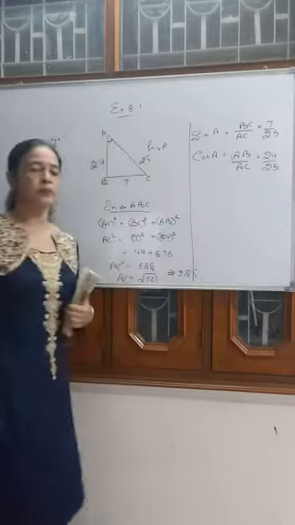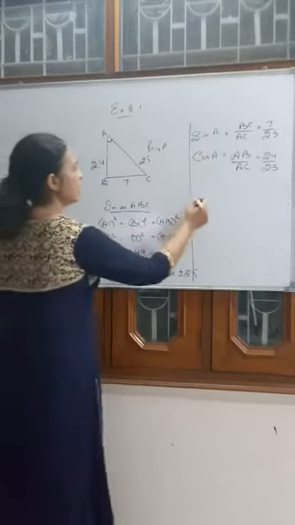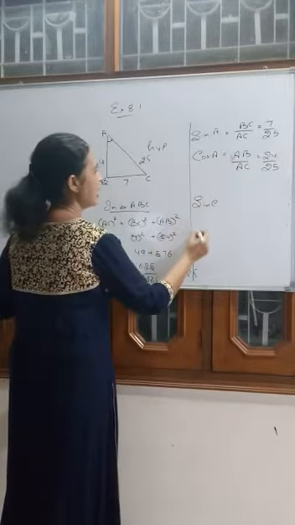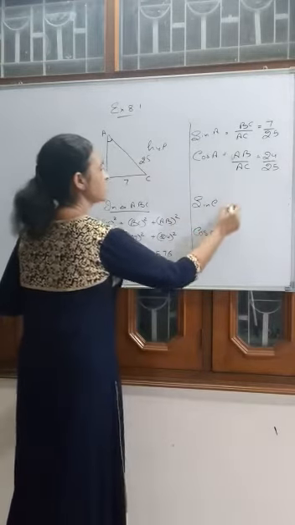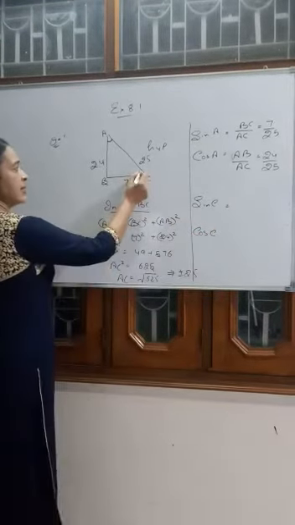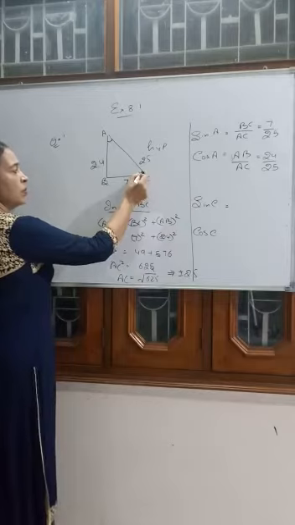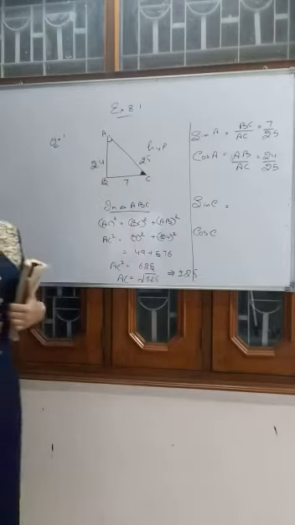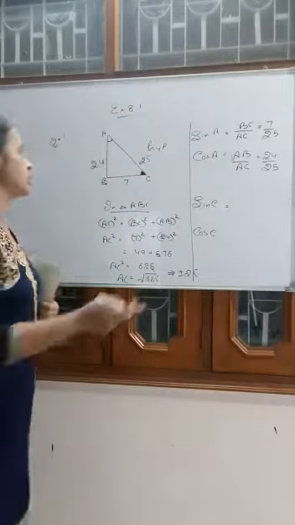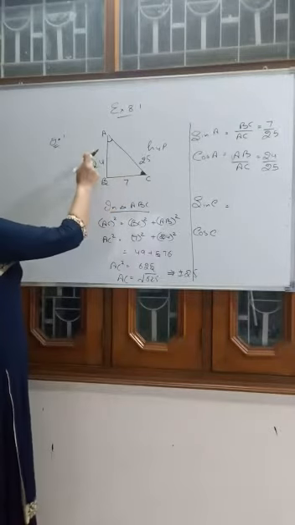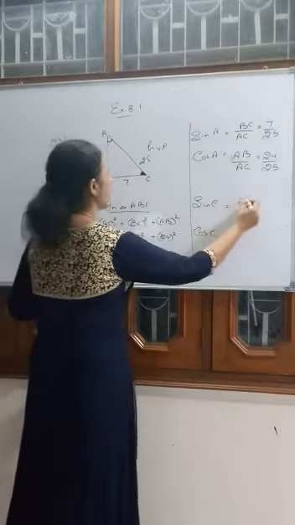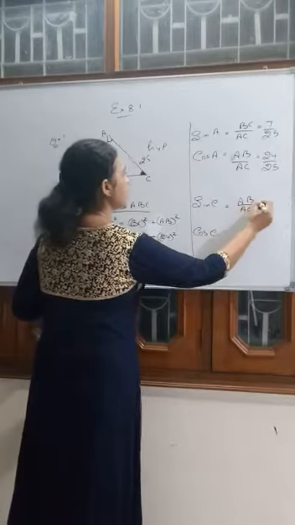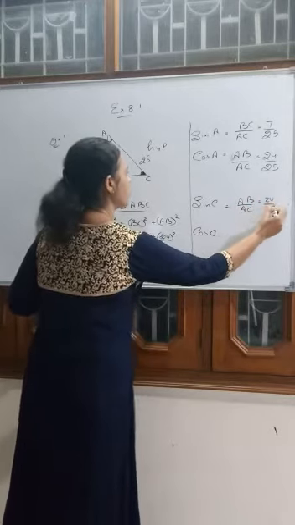Got it? Second part, we have to find the values of sin C and cos C. Sin C, here is C. What is sin? Sin is opposite side upon hypotenuse. Which is the opposite side to C? AB upon AC. That is 24 by 25.